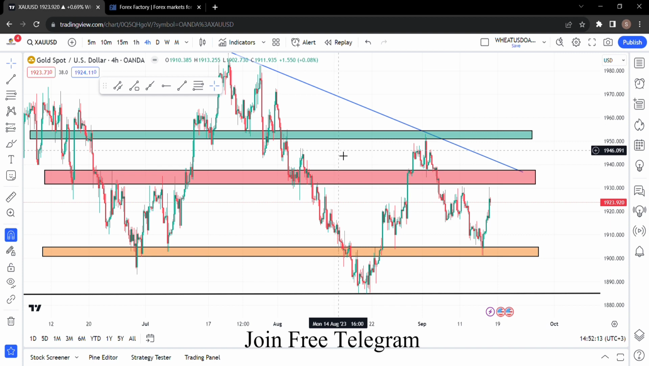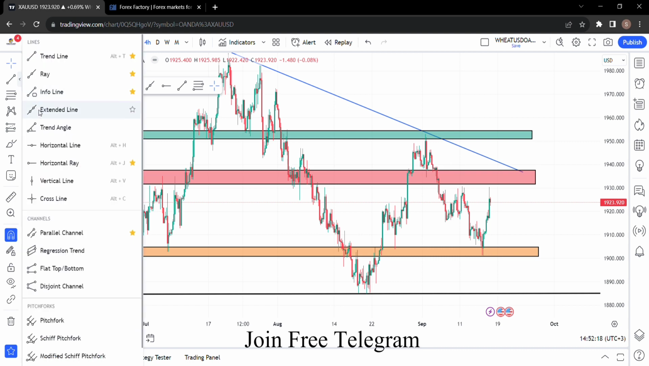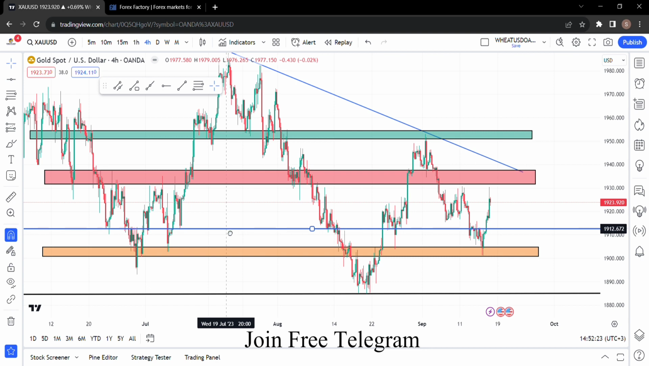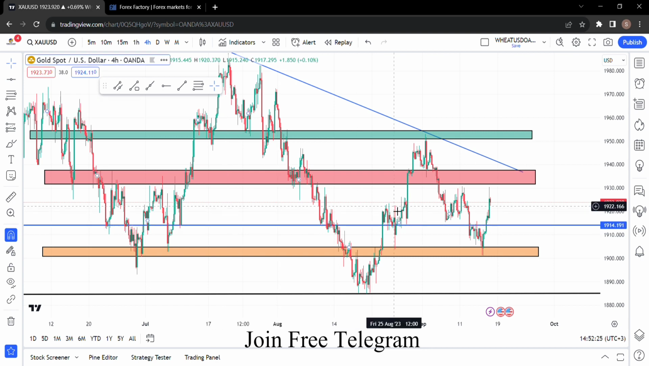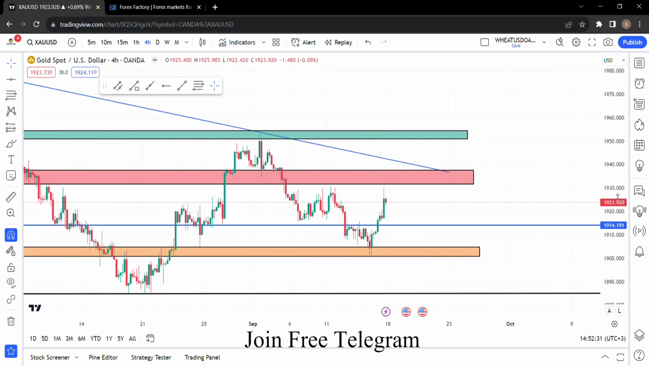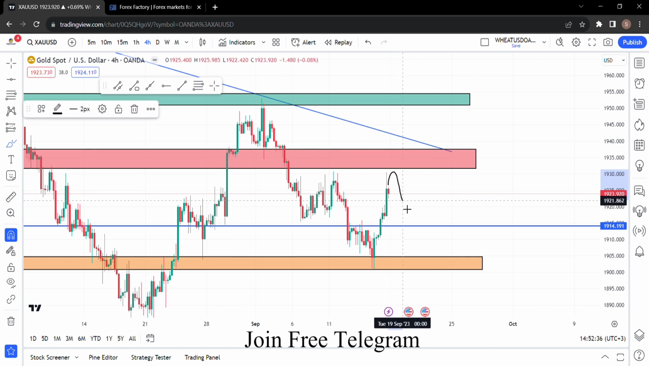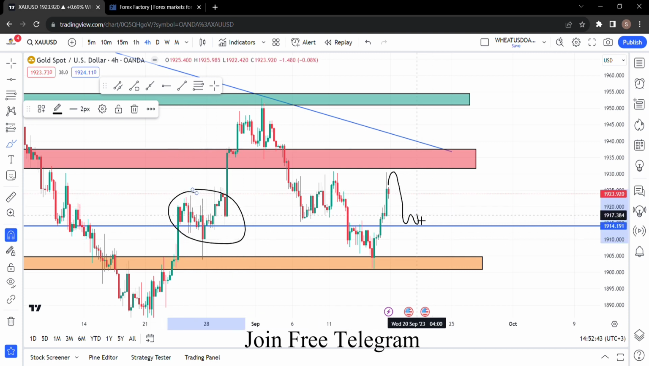We have one new zone right now here, and I am not going to draw this, but I will just draw a trend line there. Yes, exactly. Area of 1914. Area of 1914 is a very strong area for buyers as well as sellers. So simply gold will fall to 1914. If it retraces here like it did in the past, then definitely we are going to buy gold again towards 1935.